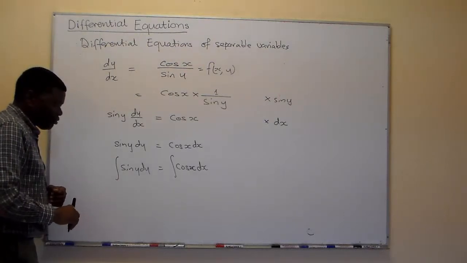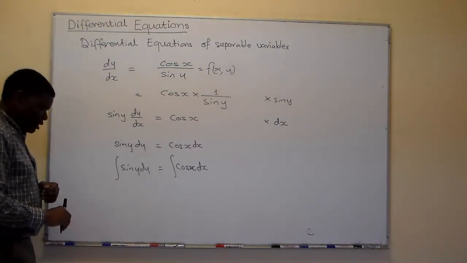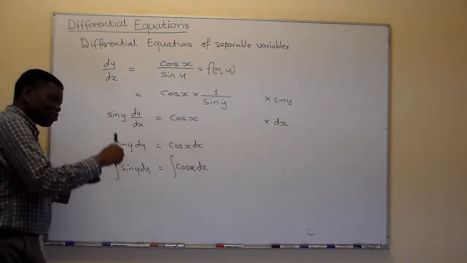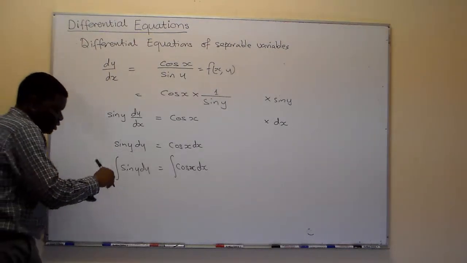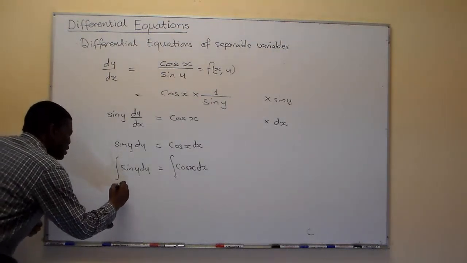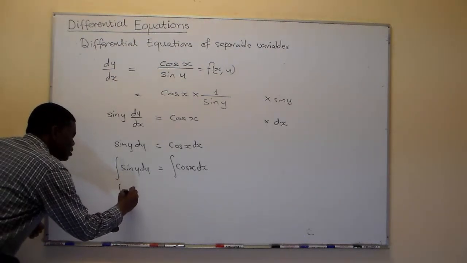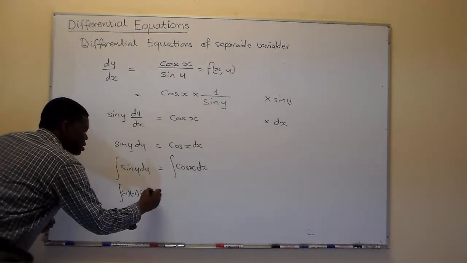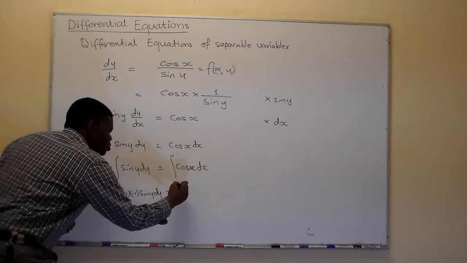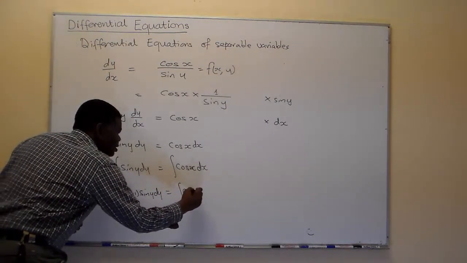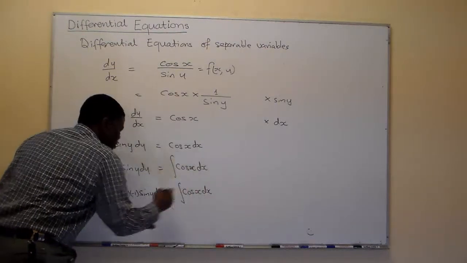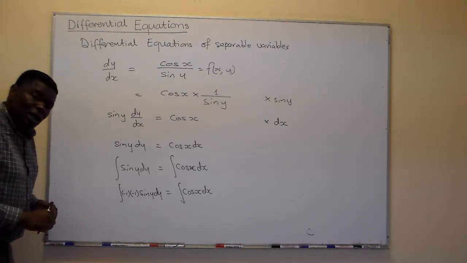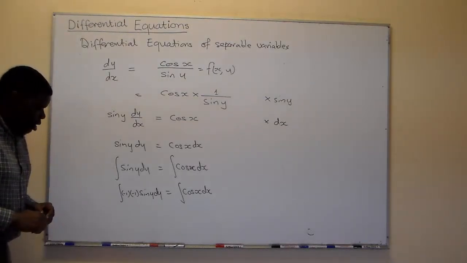So we know that sine comes when it's a derivative of cosine, but not necessarily sine, but minus sine. So to compensate for that minus, we can simply multiply here by minus 1, times minus 1, sine y dy equals cosine x dx.